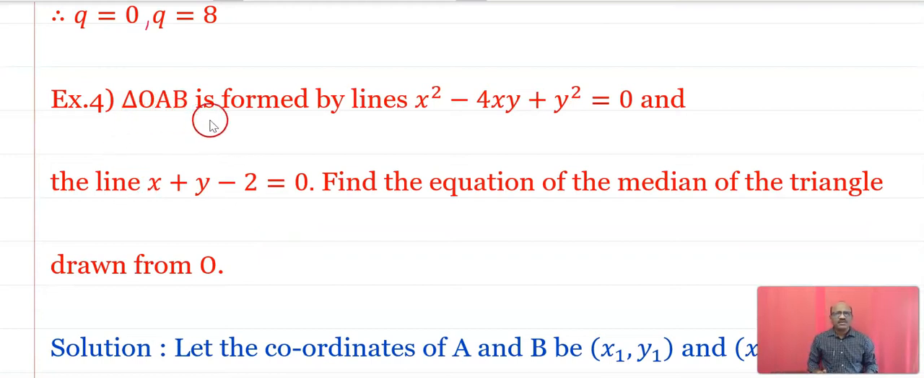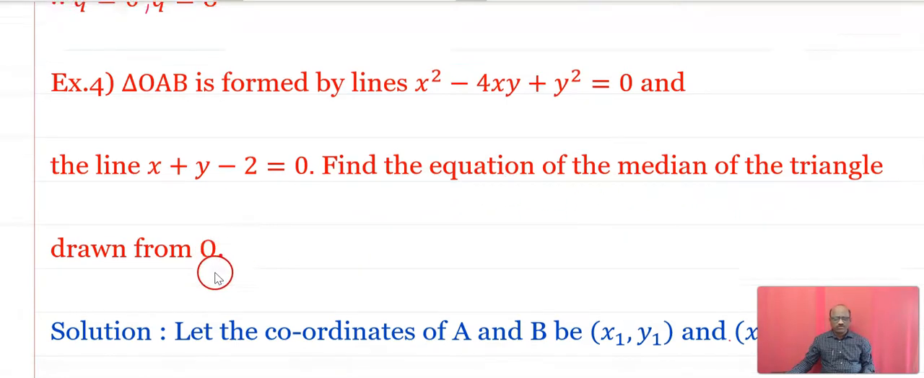Triangle OAB is formed by the lines x square minus 4xy plus y square equals 0 and the line x plus y minus 2 equals 0. That is, using these the triangle is formed. First joint equation is x square minus 4xy plus y square equals 0 and this line x plus y minus 2 equals 0. Find the equation of the median of the triangle drawn from O.